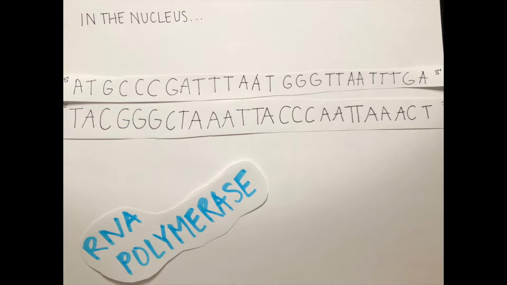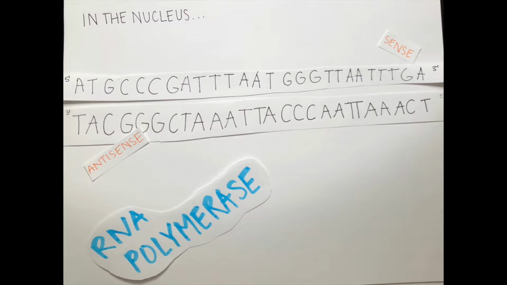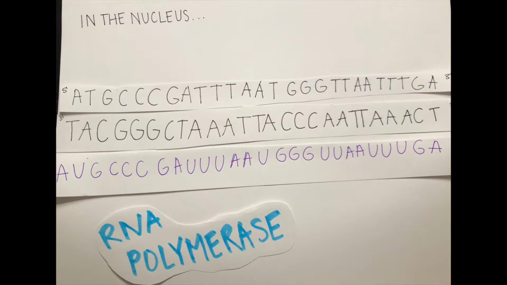So how does it know which strand to use as a template? Well, if we look closely, we can see where the 5' end is and where the 3' end is. From this, we can determine that the strand going from 5' to 3' is our sense strand, and the strand going from 3' to 5' is our antisense strand, which happens to be our template strand. Using this, RNA polymerase can make an mRNA strand that is complementary to our template strand. Remember that when making RNA, it uses uracil instead of thymine, so make sure you change those T's to U's.